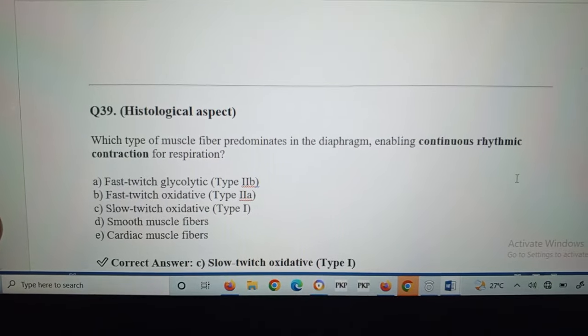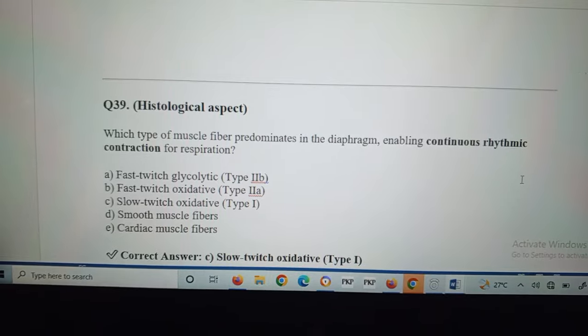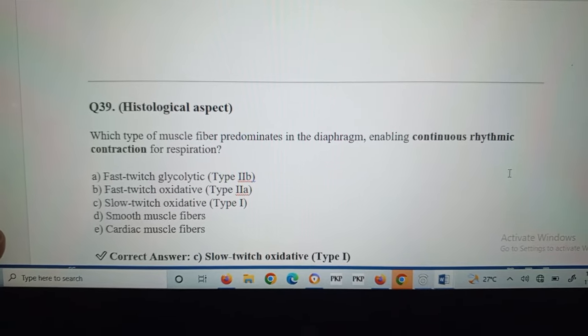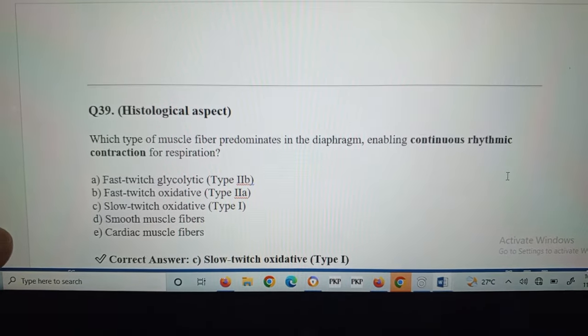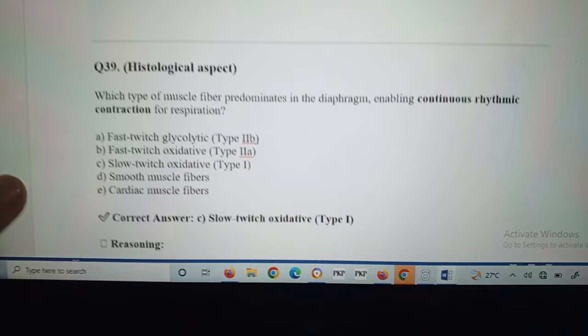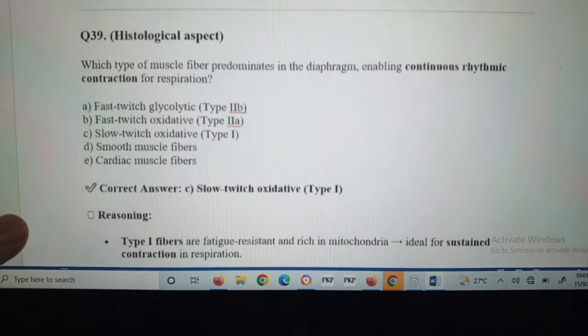Okay, in my previous video, you have seen that I have told you that whatever level has been asked, the xiphoid process lies at T9 to T10 level, whereas the xiphisternal joint lies at T9. Question number 39: which type of muscle fiber predominates in the diaphragm, enabling continuous rhythmic contraction for respiration?